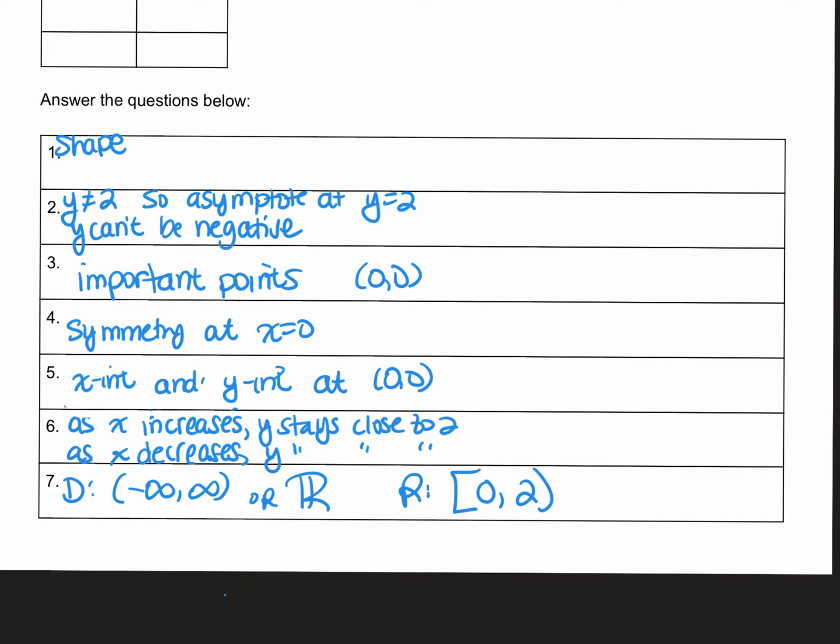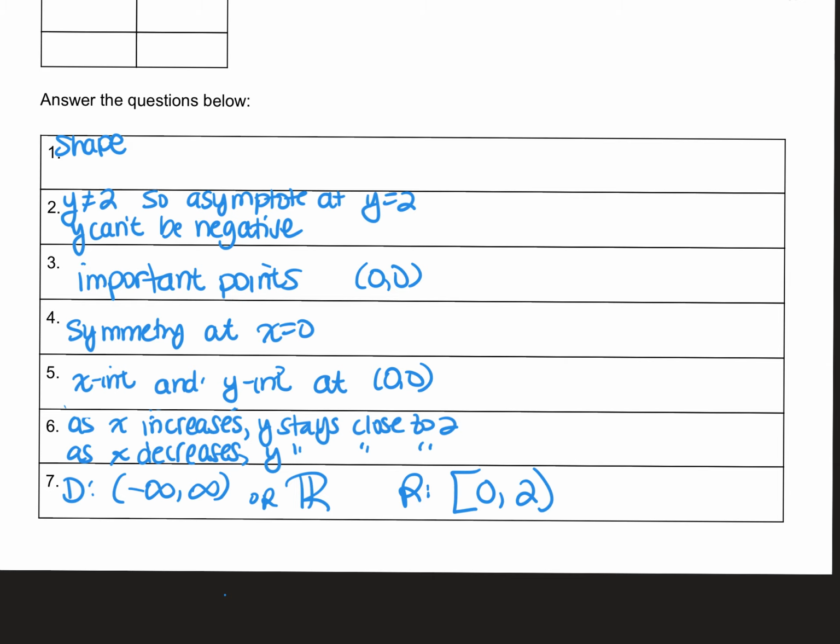Symmetry at x equals 0 again. And then once again, as x increases or decreases, our outputs, our y, stay close to 2. We're looking way out away from 0, 0, and we want to say our outputs are staying close to 2. And then the domain is all real numbers, so negative infinity to infinity.